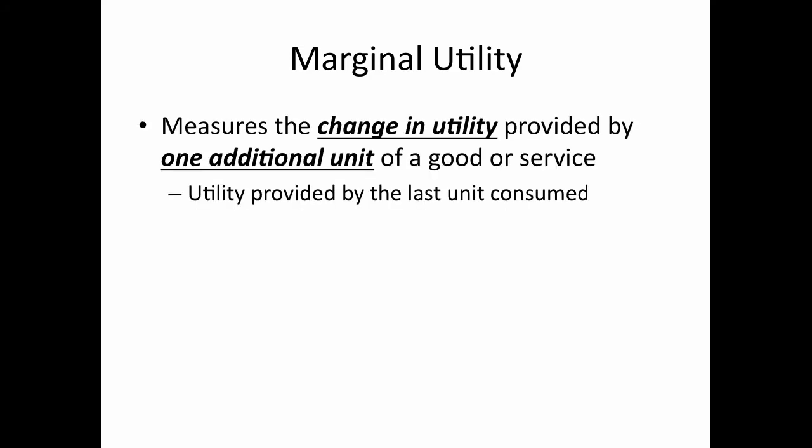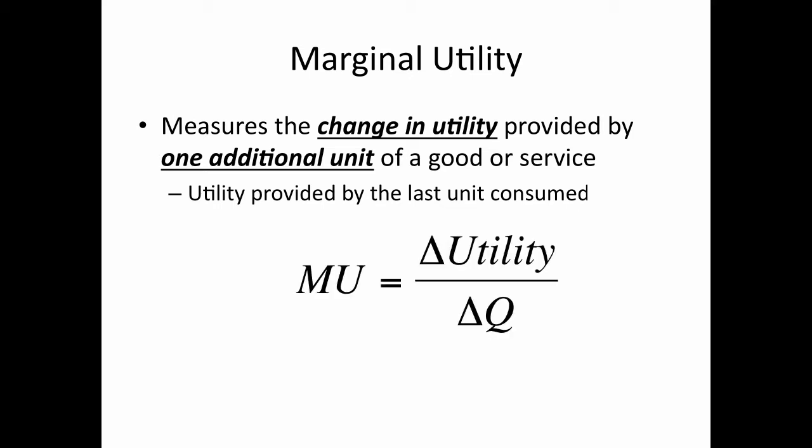Now, equivalent to what we saw in producer theory when talking about marginal product, we can also think about marginal utility. All marginal utility does is measure the change in utility provided by one additional unit of a good or a service. So it's the utility that you get from that last unit that you've consumed. What's important is that it's the last unit consumed of a particular good or service, holding consumption of all other goods and services constant. We can calculate this conceptually by saying marginal utility, which we abbreviate as MU, is equal to the change in utility divided by the change in the quantity of the good that you're evaluating.